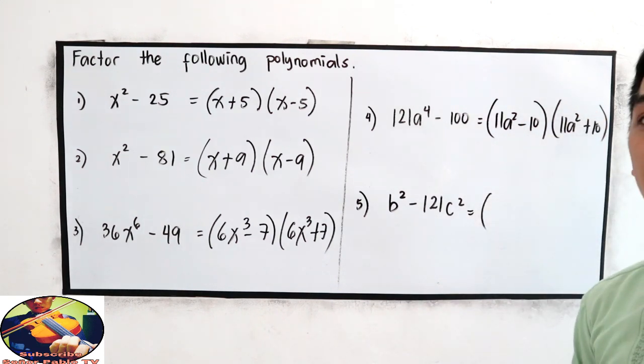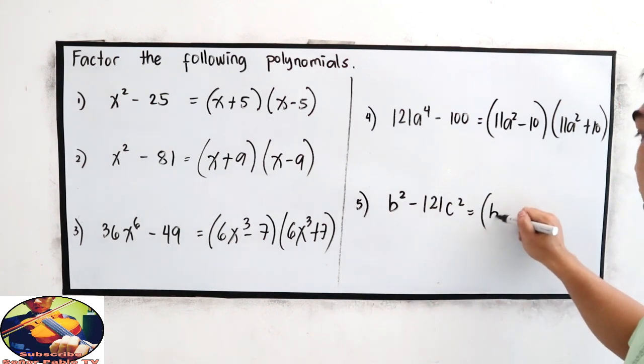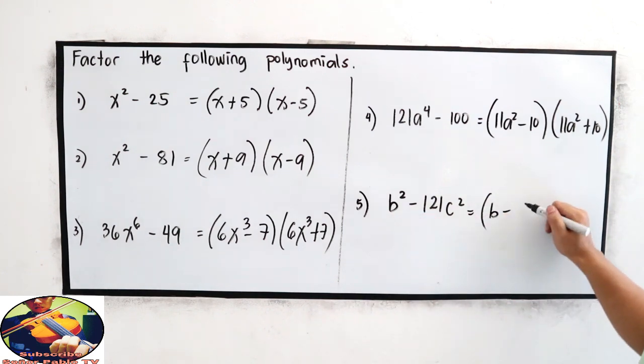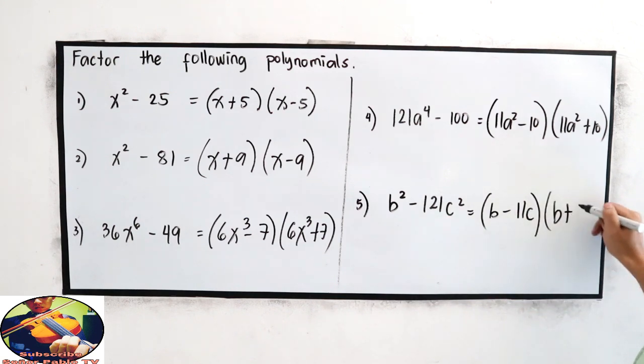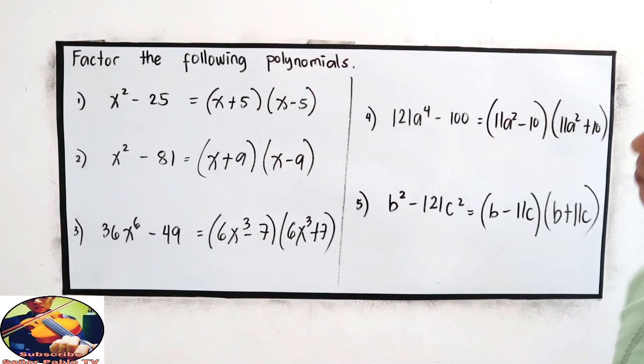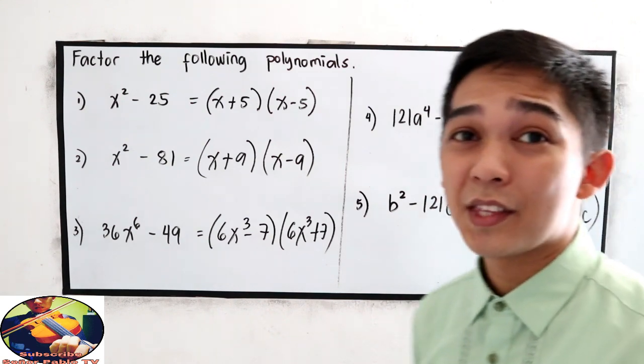And last, so we have b minus 121, the root is 11c, then b plus 11c. That is factoring difference of two squares.